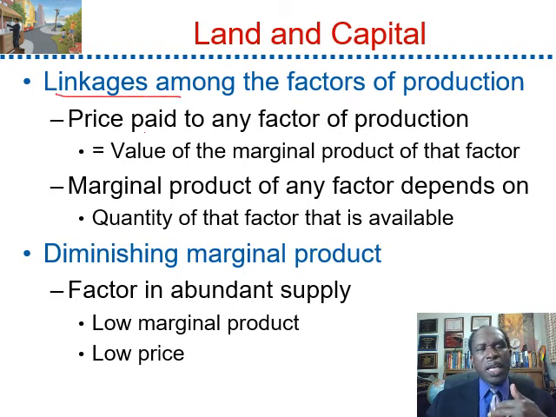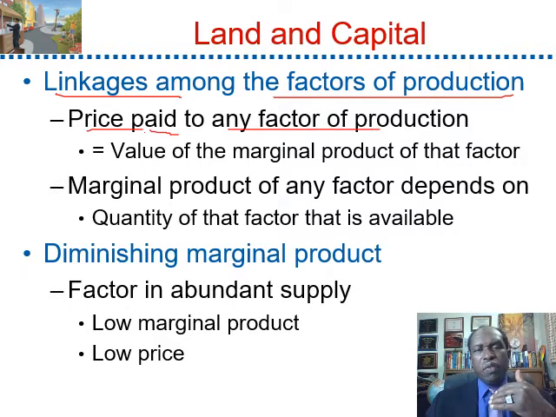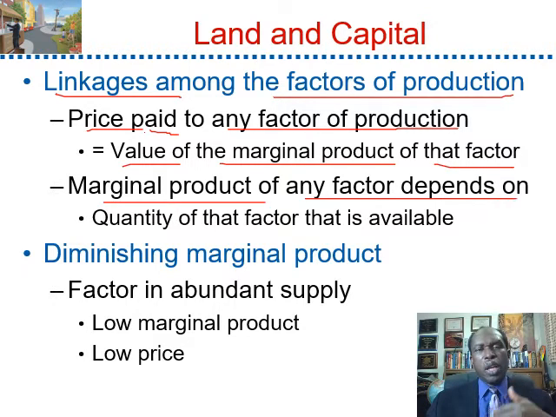So how about the linkages among the factors of production? The earnings of the factors of production are determined by the price paid to any factor of production. So it's also equal to the value of the marginal product of that factor. The marginal product of any factor depends on the quantity of that factor that is available. So land and capital also exhibit diminishing marginal product.